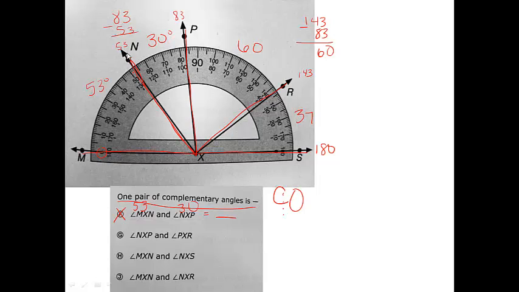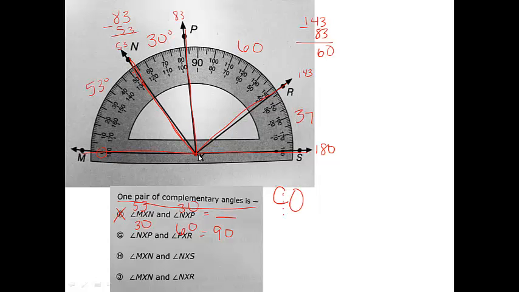So if I add NXP, that's 30 degrees. And then PXR is 60 degrees. Is that going to give me 90? You sure bet. 30 plus 60 is 90. So that's probably it, but we just need to check all our other answer choices to make sure.